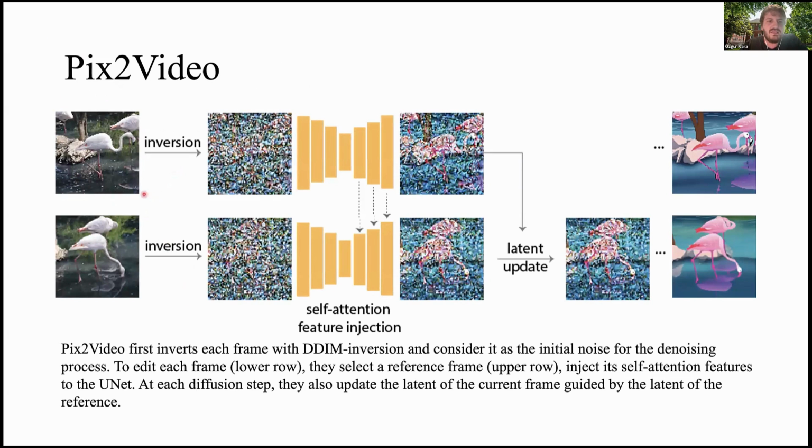So what they do is to first invert each frame using an inversion method called DDIM inversion, and they take this as the initial noise for the denoising process. Then to edit each frame, they select a reference frame, and this is the first frame in the video in their approach, and inject the features of the diffusion models into the UNet of the sampling process for the corresponding frame. And at each denoising step, they update the latents of the current frame such that the temporal consistency will be preserved along the entire video.